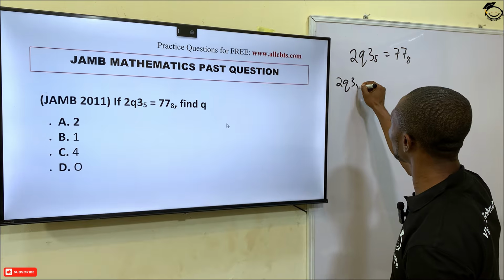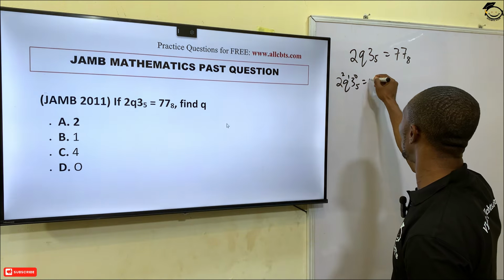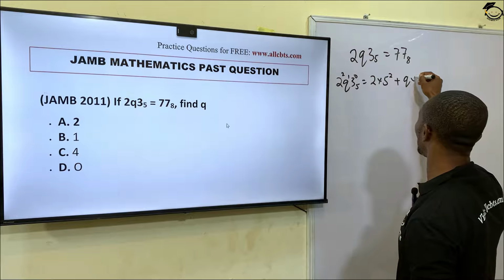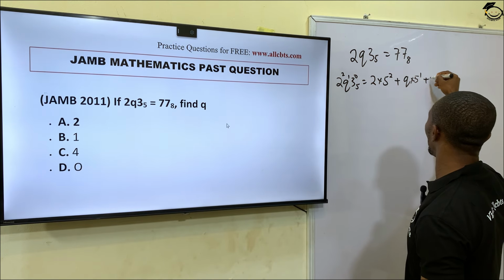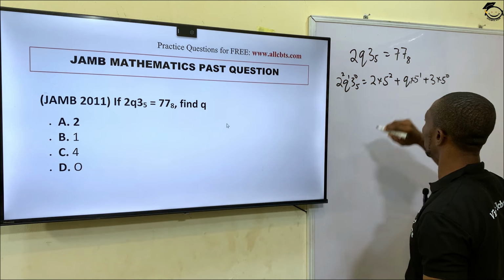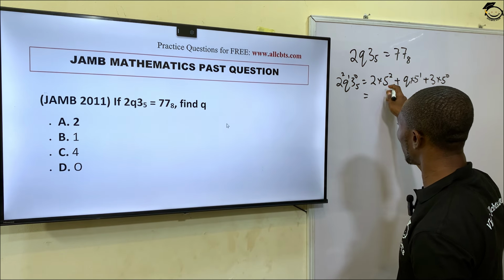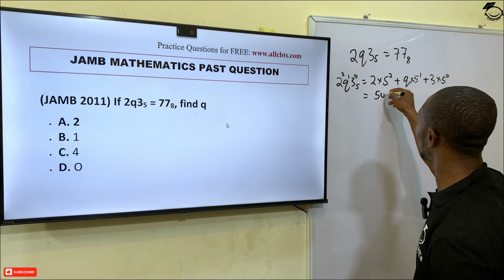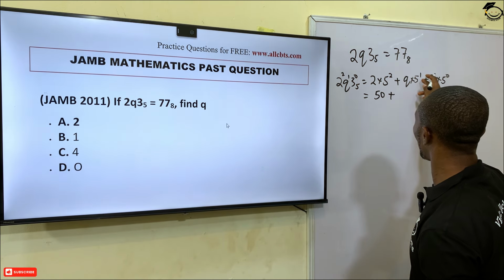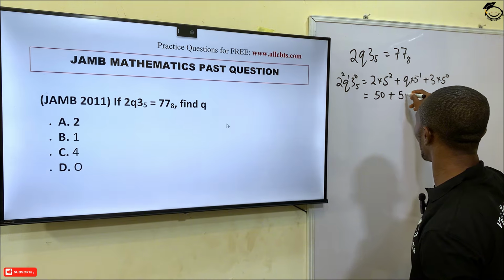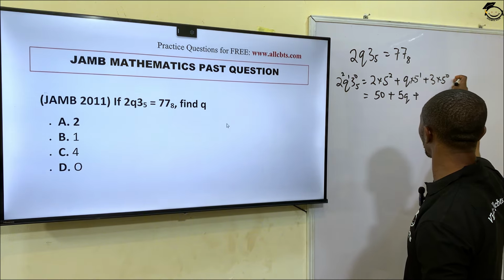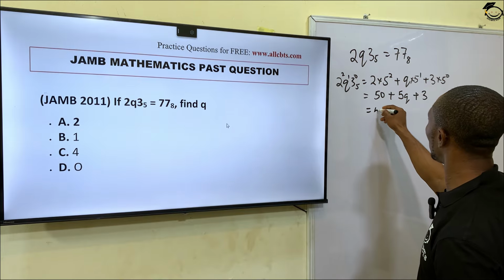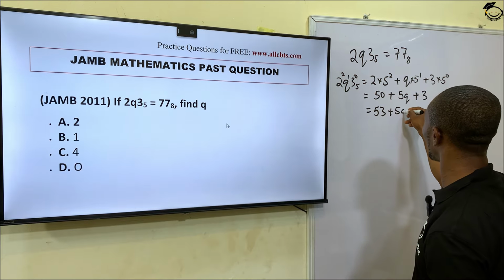2q3 base 5, with positions 0, 1, 2, will be 2 times 5 raised to power 2 plus q times 5 raised to power 1 plus 3 times 5 raised to power 0. So 2 times 5 squared, 25 times 2, will give us 50, plus 5q, plus anything raised to power 0 is 1, so plus 3. So finally, we'll have 53 plus 5q.